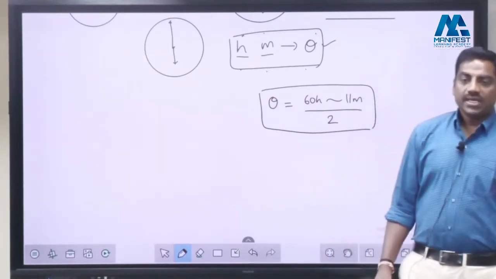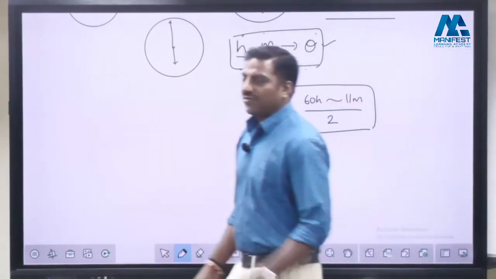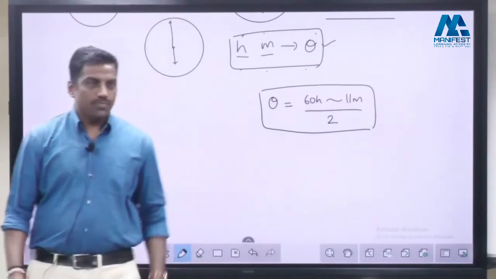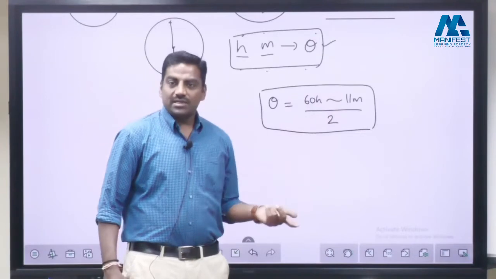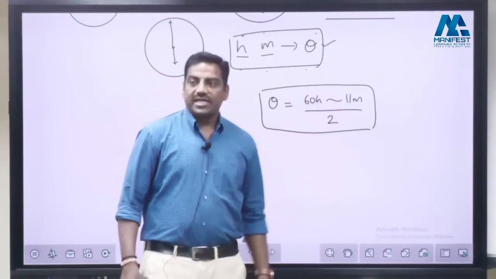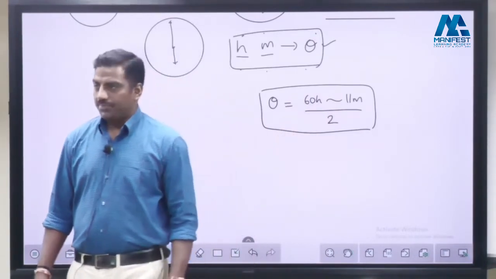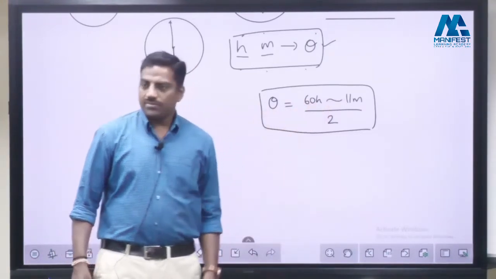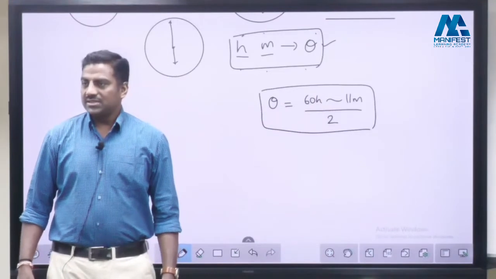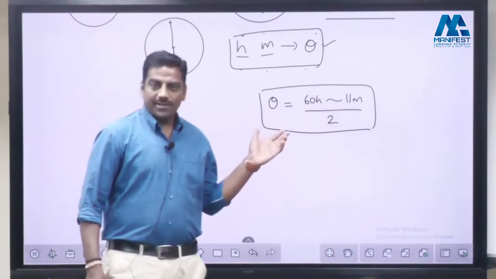Theta is equal to 60 hours with a difference of 11 minutes, divided by 2. Here H is the hour and M is the minute. So when they supply you H and M, you can get the theta, or when they supply you theta and hour, you will get the minute. Getting my point?